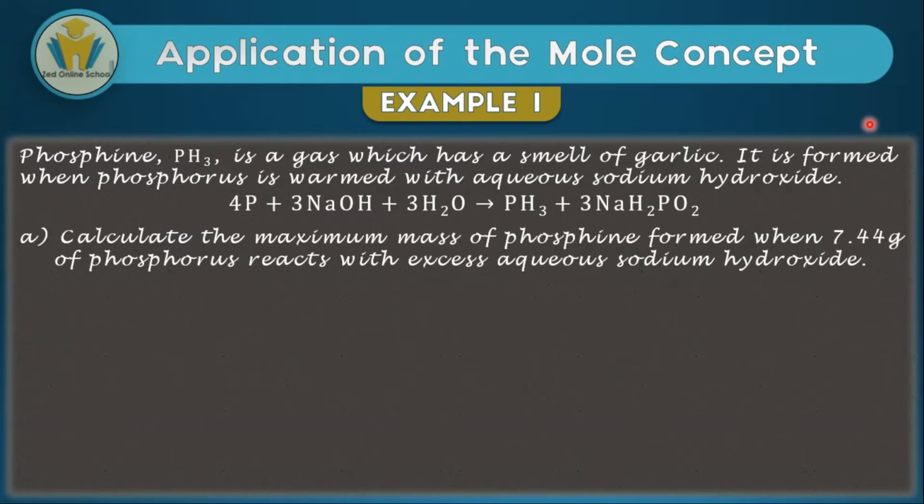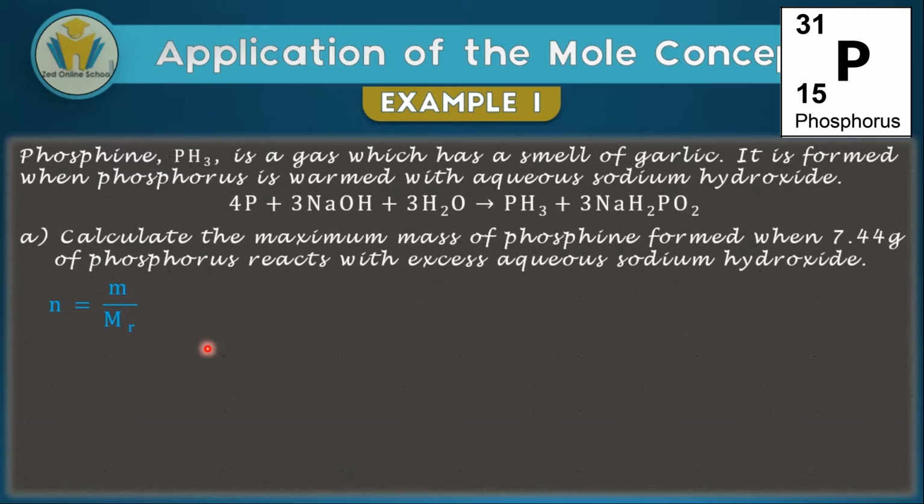So whenever you have a question, try to look at the information you've been given. Which of the substances in this chemical equation can I find the number of moles of most easily? As you can see, we have the most information about phosphorus: 7.44 grams of phosphorus. Now we know that this is mass, therefore we're going to use this equation to find the number of moles. The molar mass of phosphorus is 31, as you can see. So n will be equal to 7.44 divided by 31.